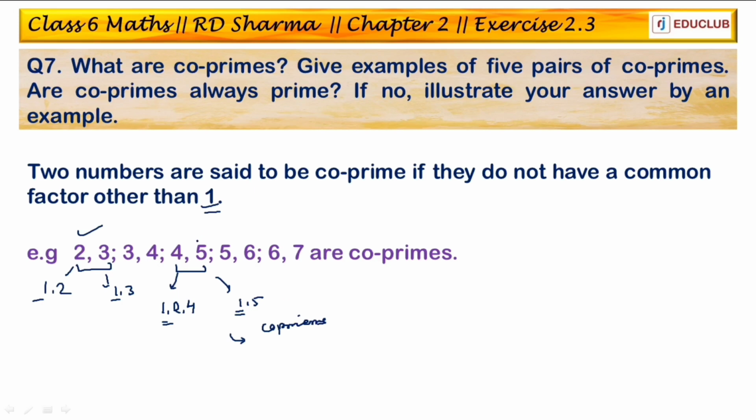Look, 4 is not a prime number. Even if a number is not prime, if the only common factor is 1, then those numbers are called co-primes.